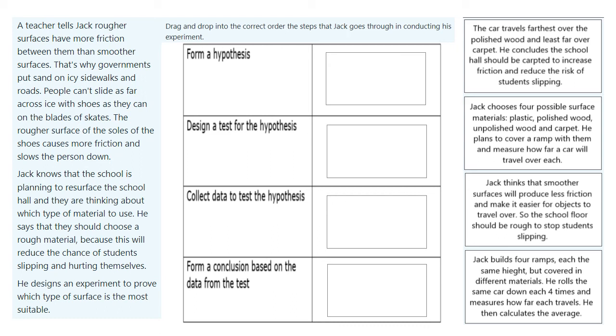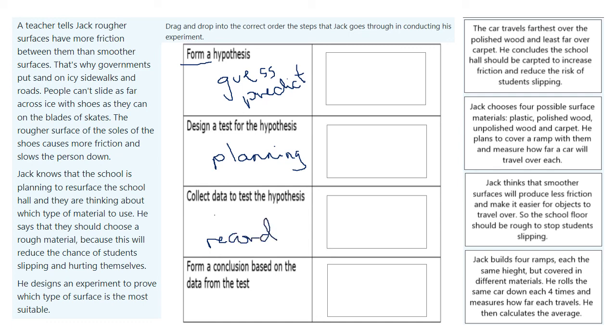He designs an experiment to prove which type of surface is the most suitable. So let's look at the steps. We should know by now we have forming a hypothesis, which is guessing or predicting. We have designing a test, which is planning. We have collecting data, which might be something about recording or doing. And then we have forming a conclusion, doing analysis. Was he right or wrong?